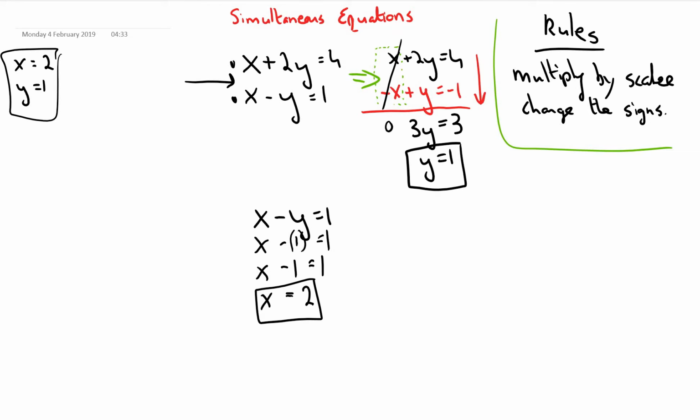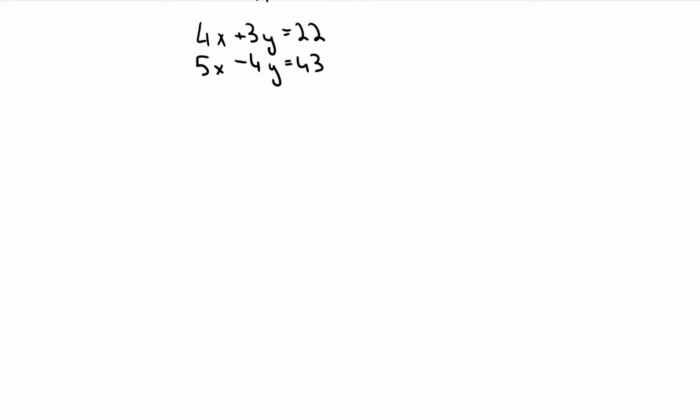Right, so here's a slightly more difficult one. Again, I'm going to use a bit of intuition here, to see if I can get my positive and negative pair using my two rules. The two rules are changing the signs the whole way across, or multiplying by a scalar. I'm going to try and get my positive and negative pair with the x's.